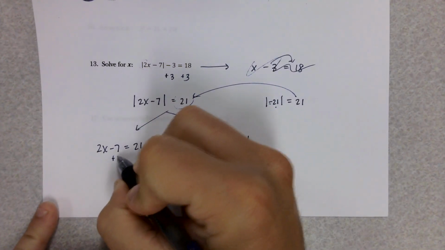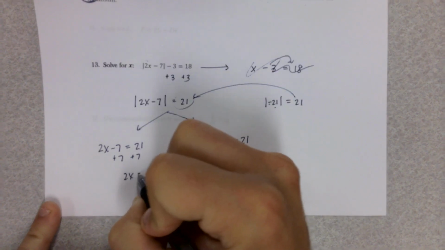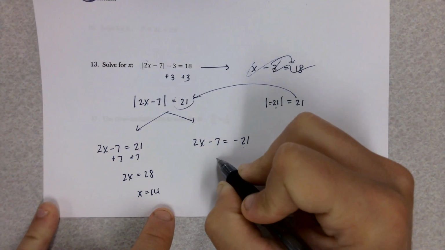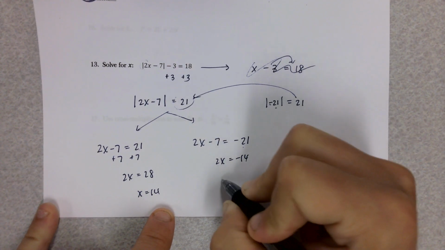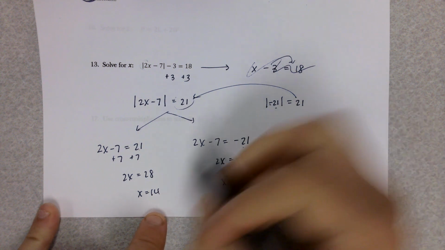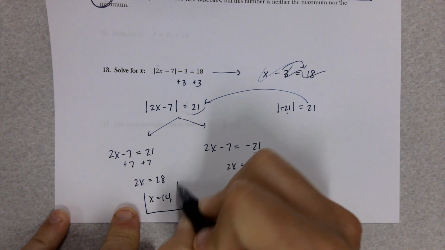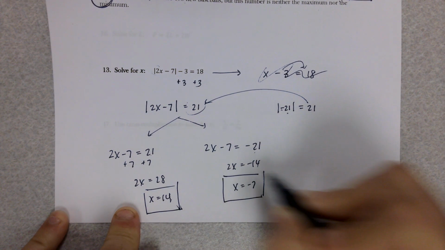Now I can start to solve these both by doing similar things, adding that 7 and then dividing by 2, add the 7 and then divide by 2, and I get my two answers, negative 7 and 14. And they are just both answers, so negative 7 and 14.